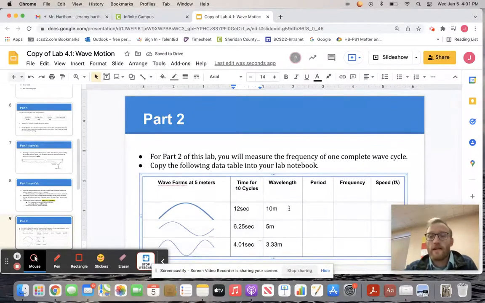Now it's time to do our calculation. So what we need to find is period, frequency, and speed. Frequency we can think of as how often something happens, so how often the wave happened in 1 second. So we're going to do waves per second. Period is just the exact opposite.